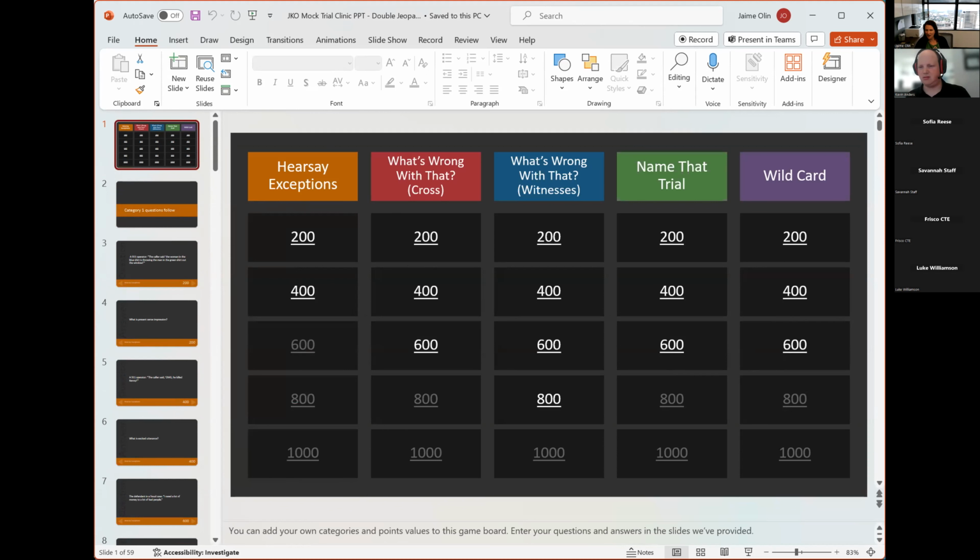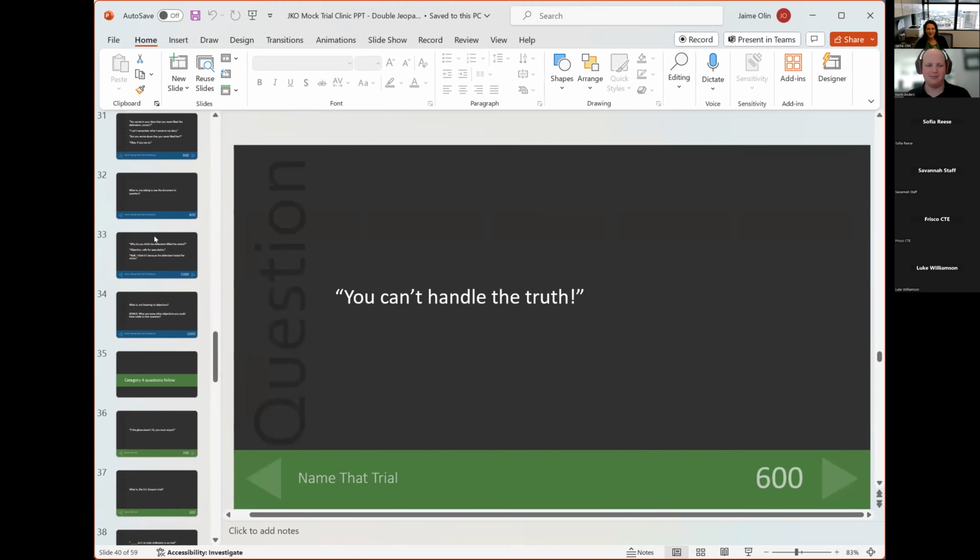So I think we're back to Savannah to pick the next clue. Let's do name that trial for 600. Okay. The quote from this trial: you can't handle the truth.